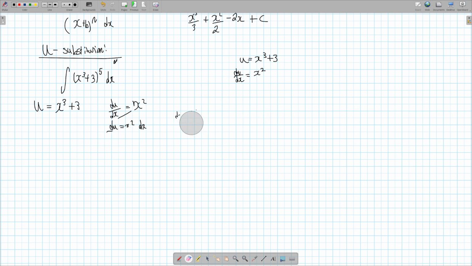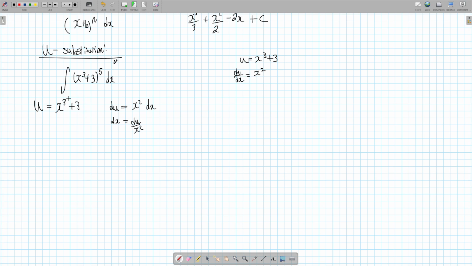Let me show you. So for this example here, I write it like this. I say du is equal to, what's my derivative here? x squared dx. And then I write under it, if I just take x squared to the other side, dx is equal to du over x squared.